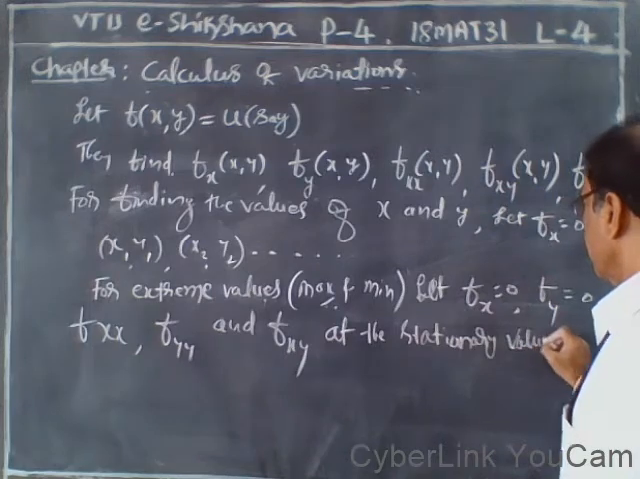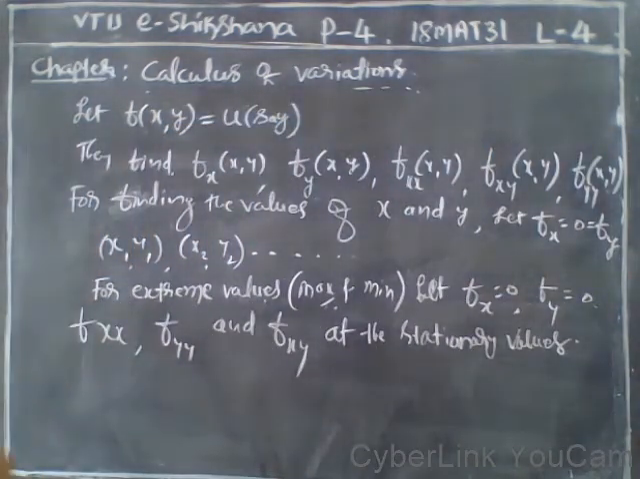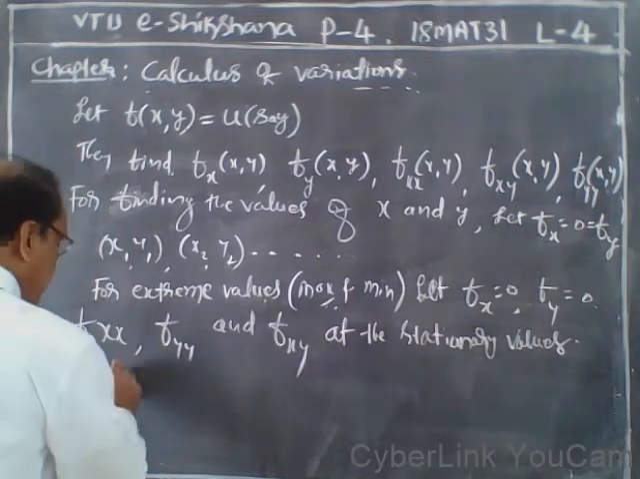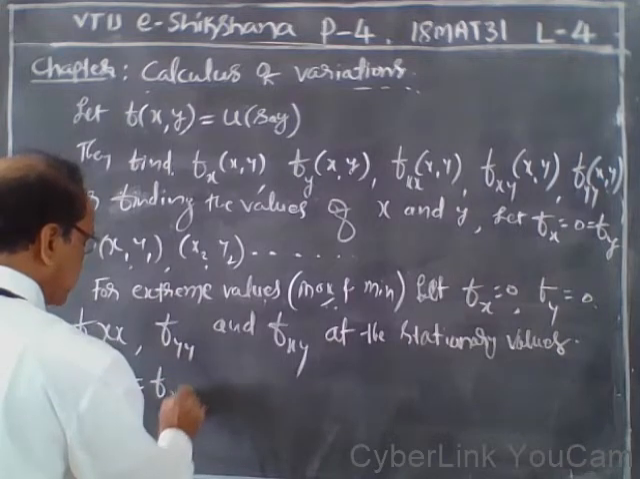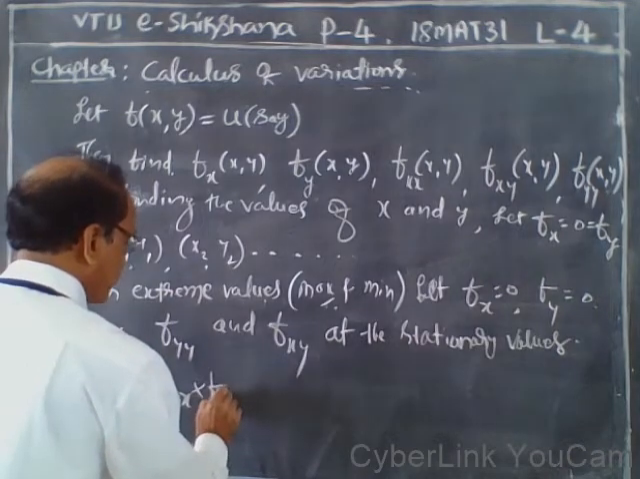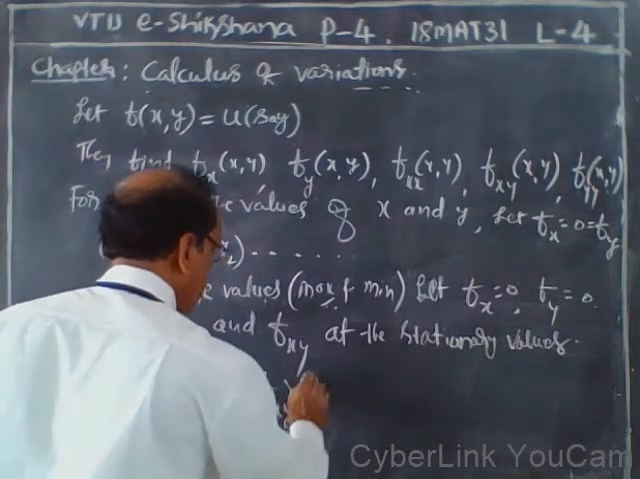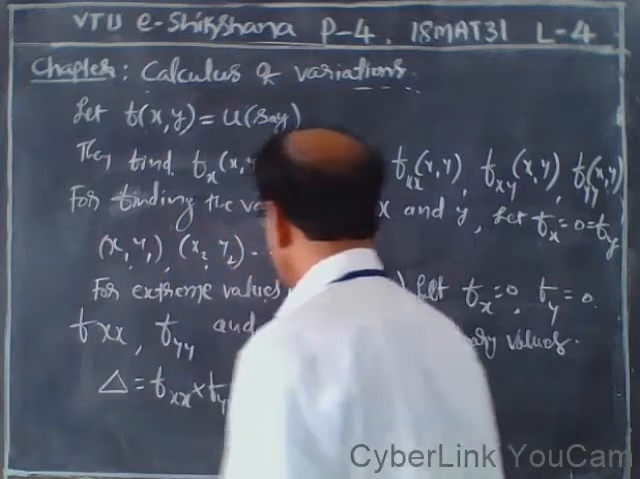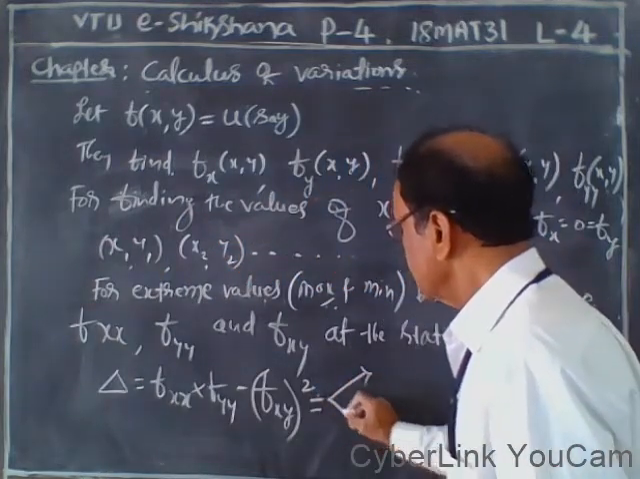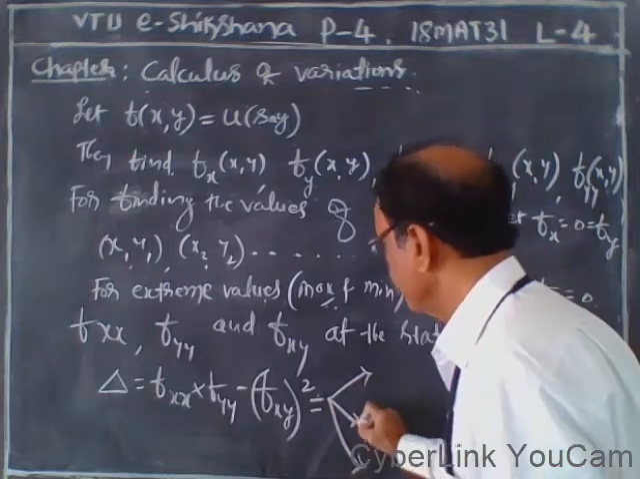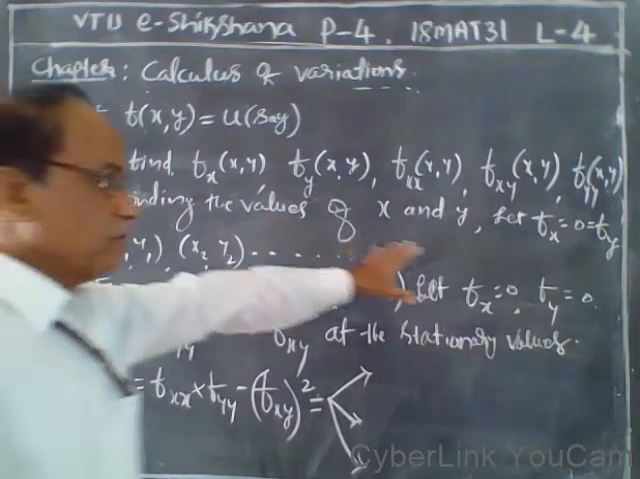Stationary values you have to calculate. Then afterwards, we take what we call the discriminant delta, which is equal to fxx into fyy minus fxy whole squared. What is its value? This will be in three different forms. This must be greater than 0, irrespective of that.